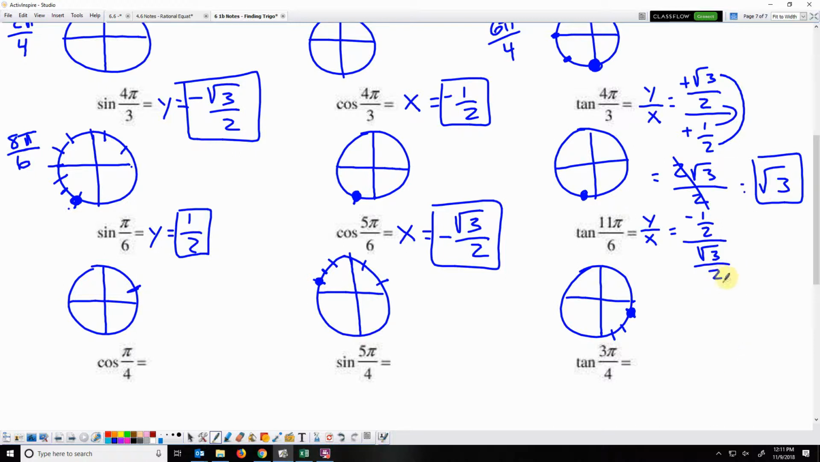Okay, so when I do my loops, I'm going to have a 2 in the top and the bottom. If these two denominators are the same, they're just going to cancel each other out. So it's negative 1 over root 3. But we do not leave irrational numbers in a denominator. So I have to multiply numerator and denominator by root 3. So I'm going to get negative 1 root 3 over 3.